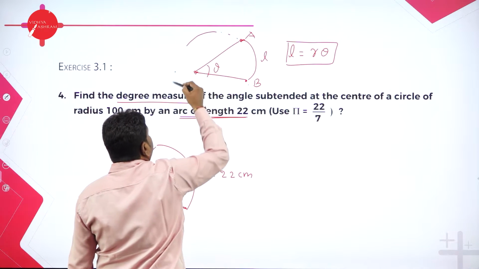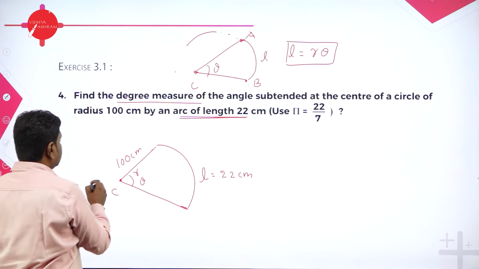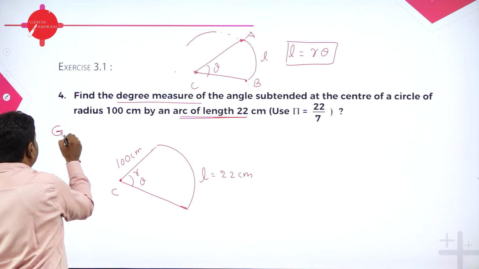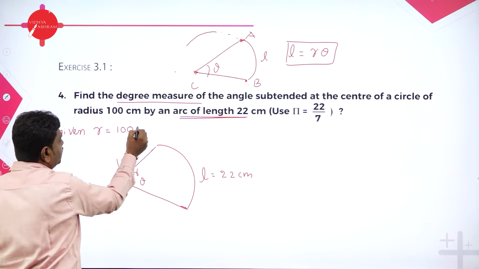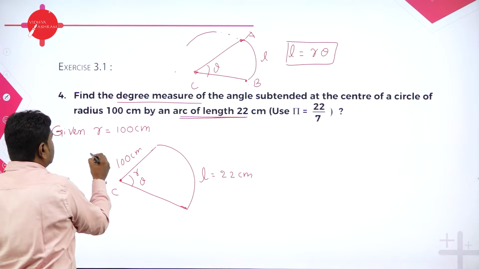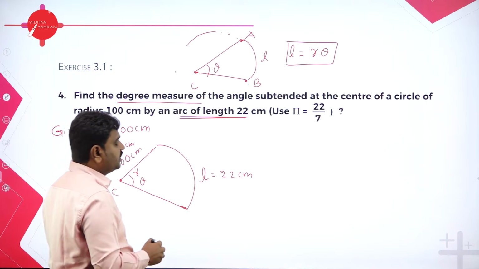If I complete, you will get a circle. So now arc length L is r theta. What is given? The radius is given. If you read the question, the radius is 100 centimeter, and they also gave the arc length L as 22 centimeter, and they wanted to find the angle theta.